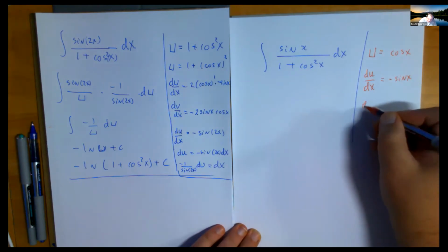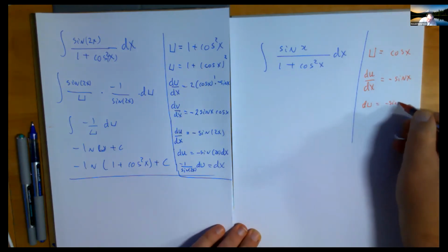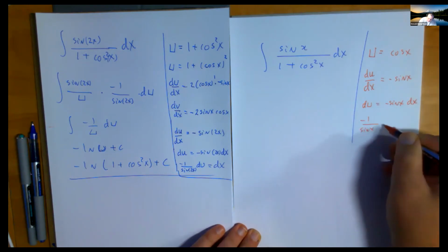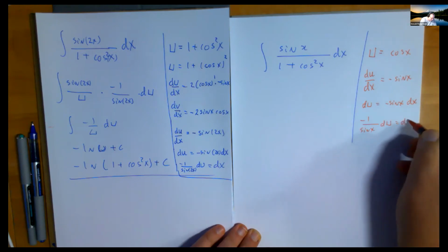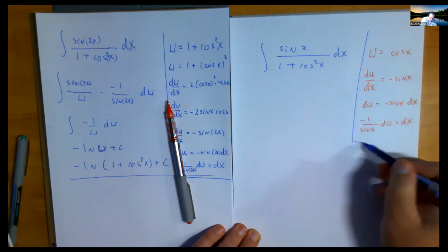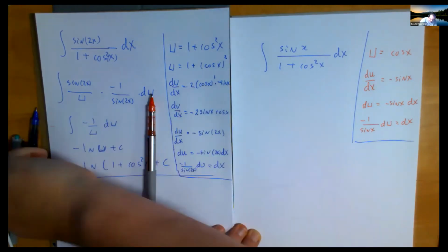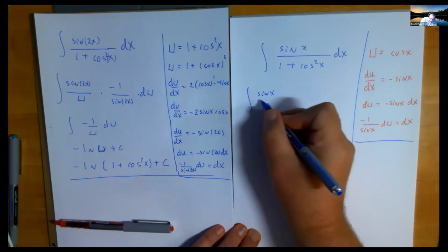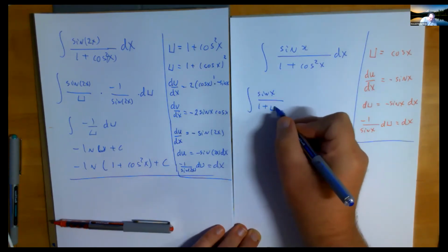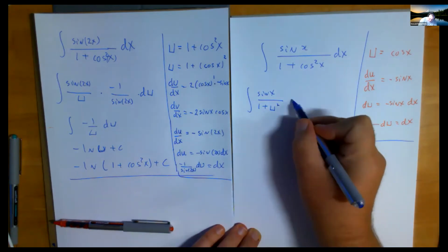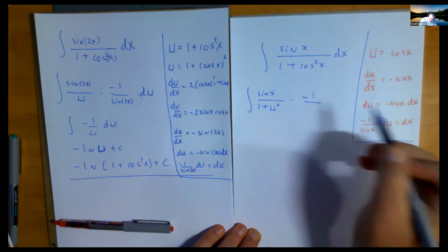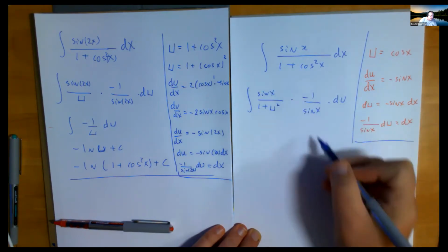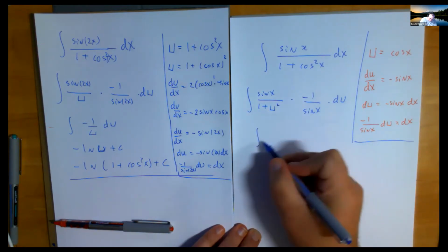Now, if you do the crossover, and then you isolate the dx, oops, pen's all over the place. It's sine x, 1 plus cos squared now becomes 1 plus u squared. The dx becomes -1 over sine x du. And you see that that matches perfectly with what we have left over. And that becomes this fella.